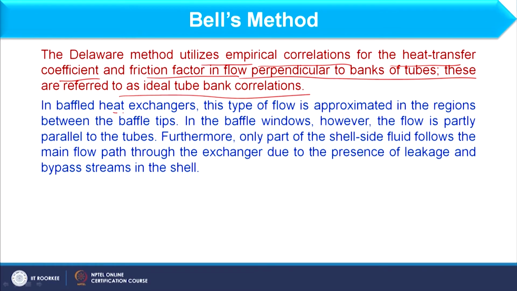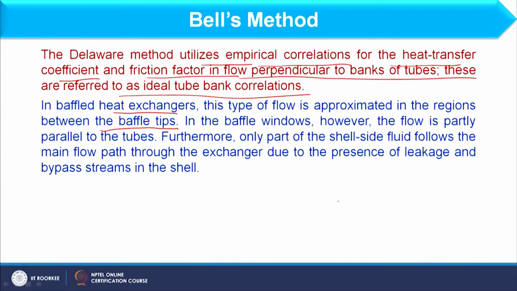Further, in a baffled heat exchanger, this type of flow is approximated in the region between baffle tips. Which type of flow? The flow perpendicular to the tubes. So, when I am considering the shell and tube heat exchanger, the section where the flow is perpendicular to the tubes falls in the cross flow zone. That region is between the baffle tips.